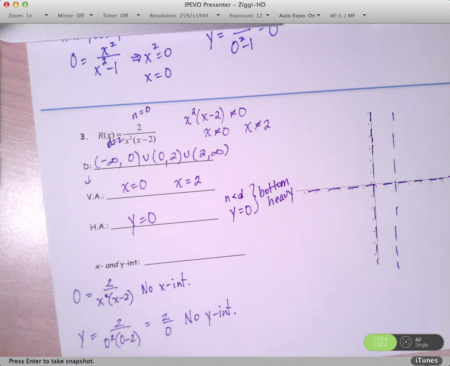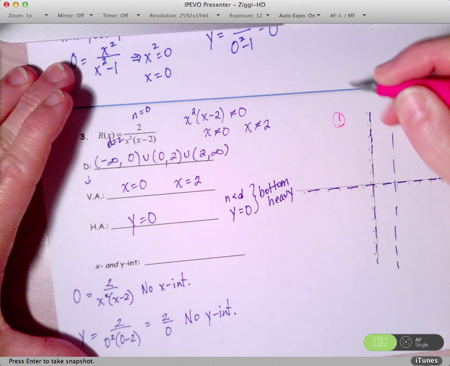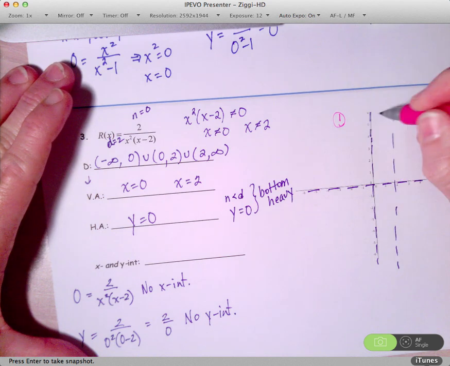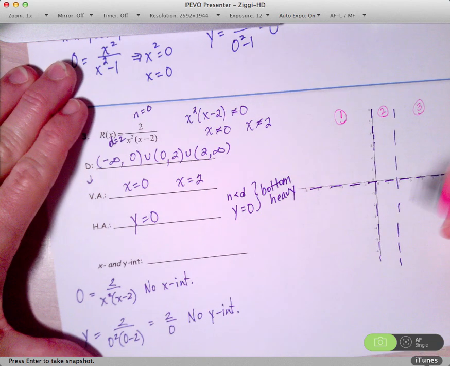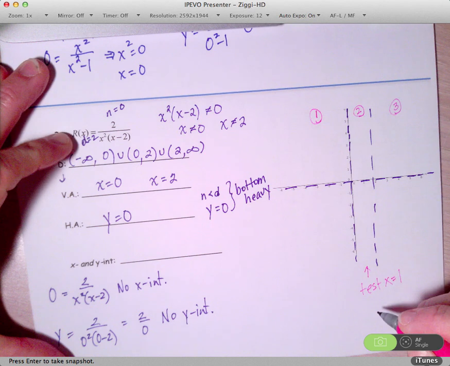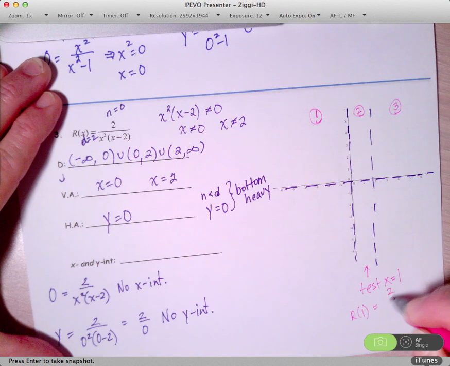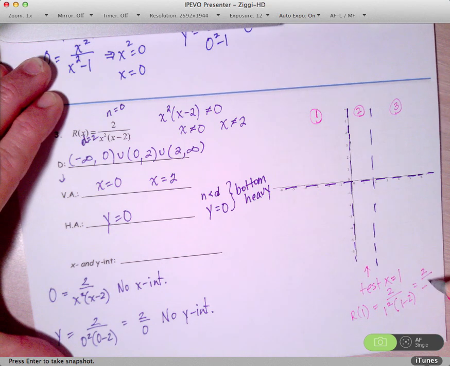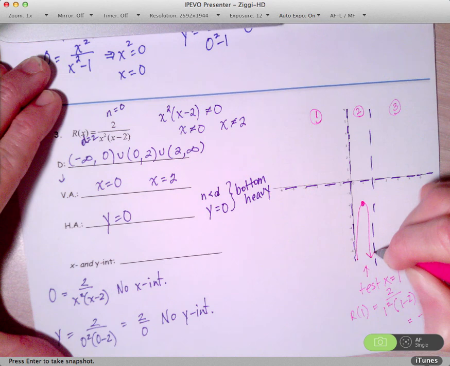So now we have to do the testing again to figure out where the other points are. We just have to test every interval. So remember, there's this part, and we have to find out if it's above or below. Then this section here, we have to figure out if it's above or below. And then this section here, above or below. So I'm going to start in the middle, and I'm going to test x equals 1. That means I'm going to fill in to the original over here. We got r of 1 is 2 over 1 squared times 1 minus 2. So that's 2 over negative 1, right, which is negative 2. So we've got the point (1, negative 2), which tells us that the curve is down here.